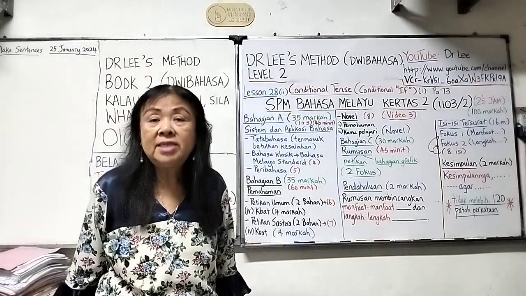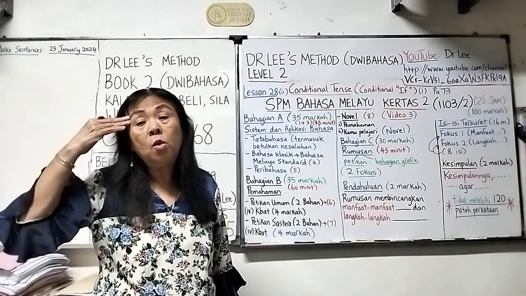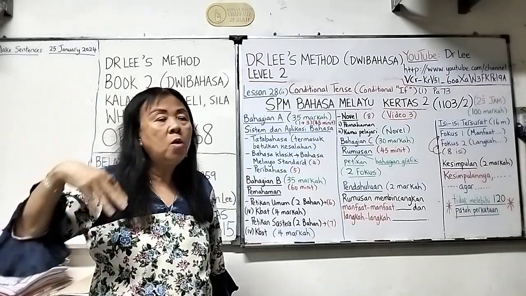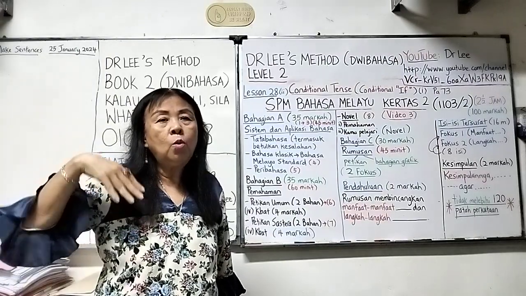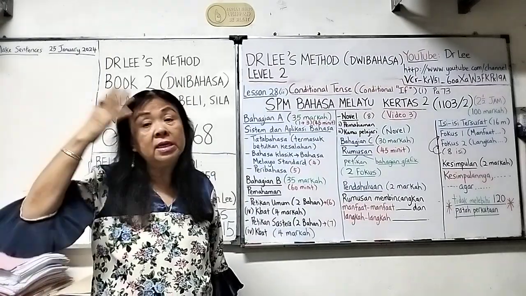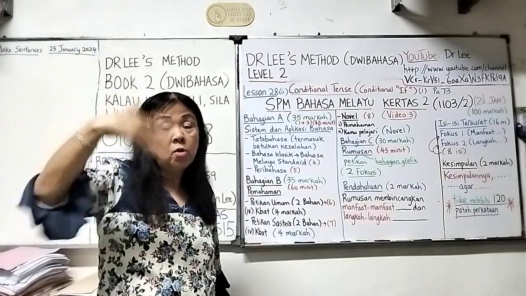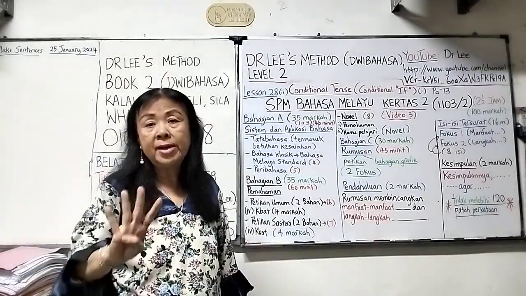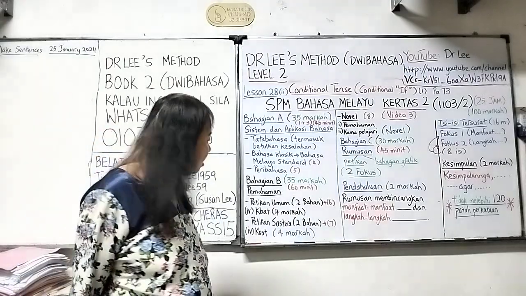Question number 4 is KBAT. KBAT means your own thinking skills, your own critical thinking, your opinion, or what you think are the ways of solving a certain problem. But of course, it's connected to the question. And you are given 4 marks for that. 4 marks using your own thinking skills.